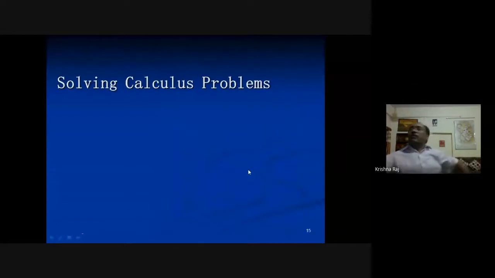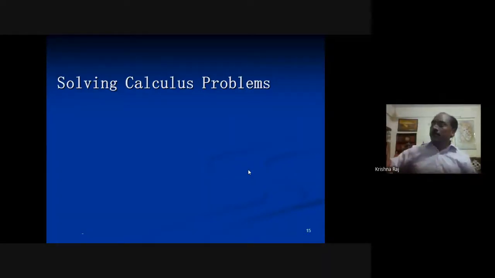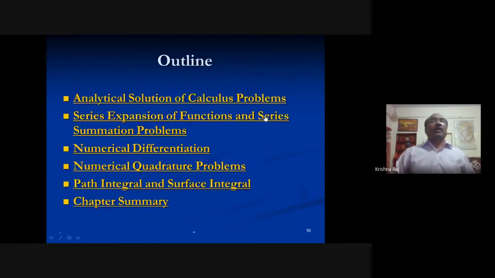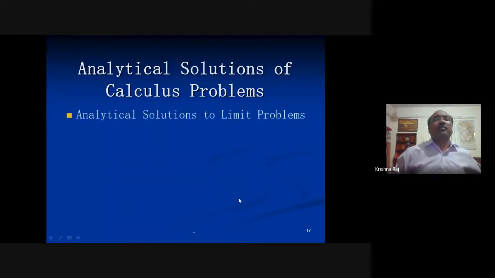Now we are moving to some concepts of solving calculus problems, because till now we have just discussed numerical problems. Suppose we are interested in solving calculus problems like integration and differentiation, then how will these integration and differentiation be solved using MATLAB? Here we will describe the analytical solution of calculus problems, series expansion, numerical differentiation, numerical quadrature problem, path integral, and surface integral. Then finally we will summarize it.